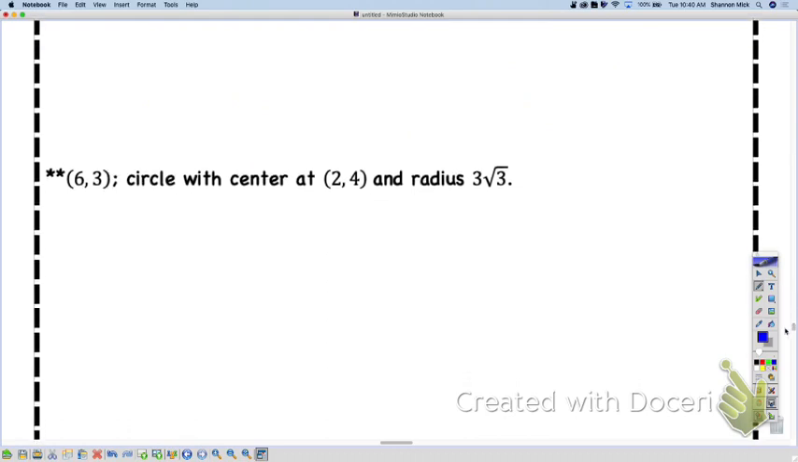Does this point lie on that circle? If this is the point (6, 3), what variables are those? That's x and y. So 6 comma 3 is x, y. The center is (2, 4), so that's h and k. And then the radius, what variable is it? R. So again, we're doing r squared equals x minus h squared plus y minus k squared.